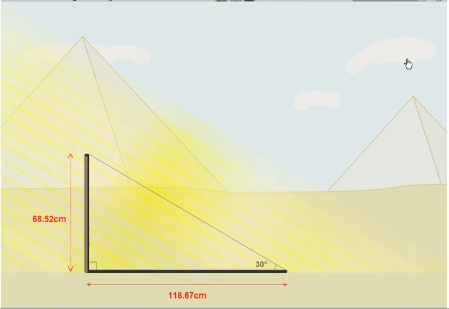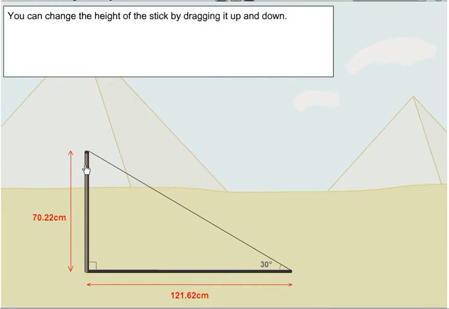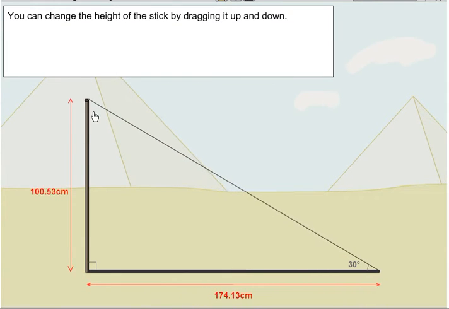Let's now experiment with the height of the stick. How does that affect the length of the shadow? Change the height of the stick by dragging it up and down. The sun's rays don't change. They still make an angle of 30 degrees. So the length of the shadow increases with the height of the stick.